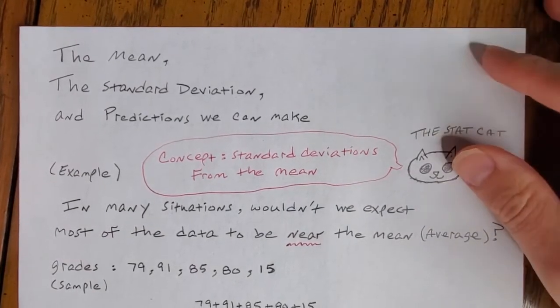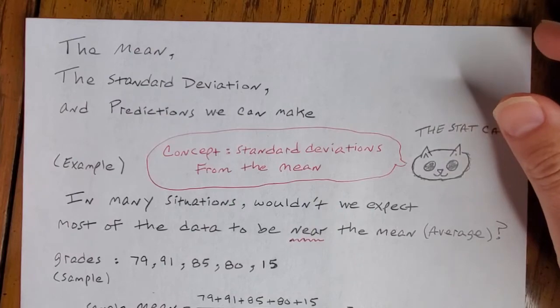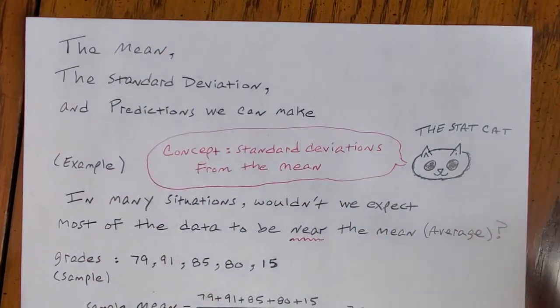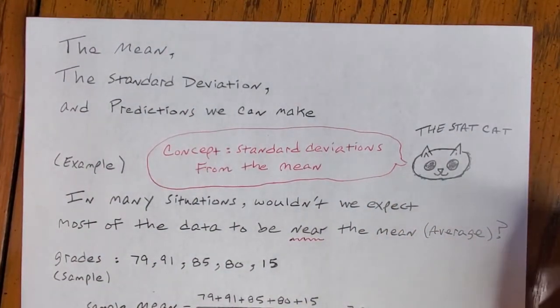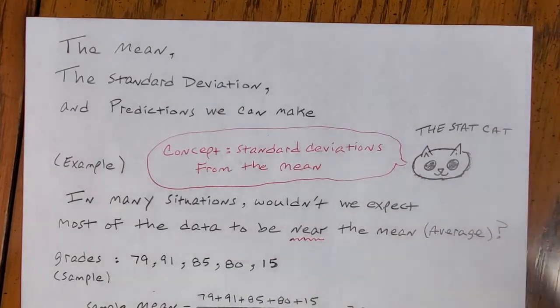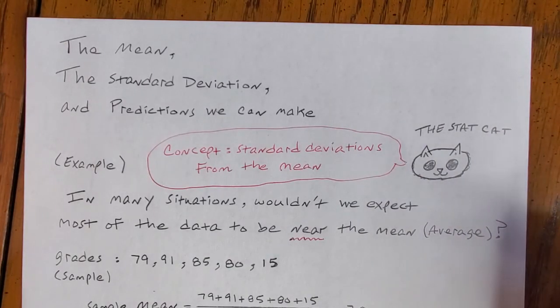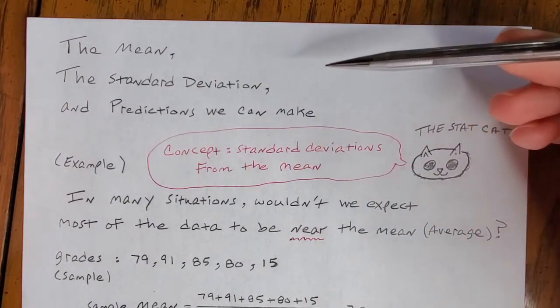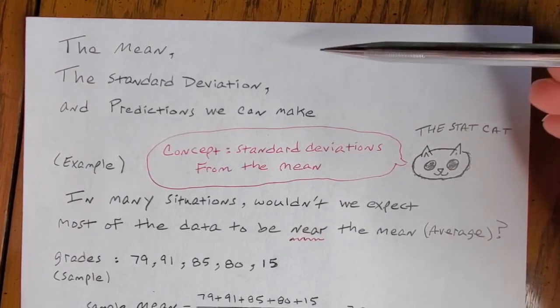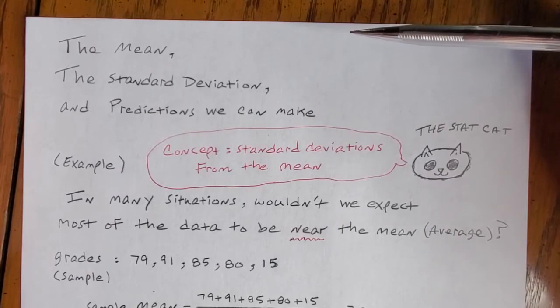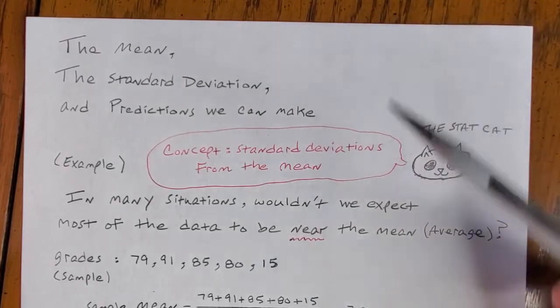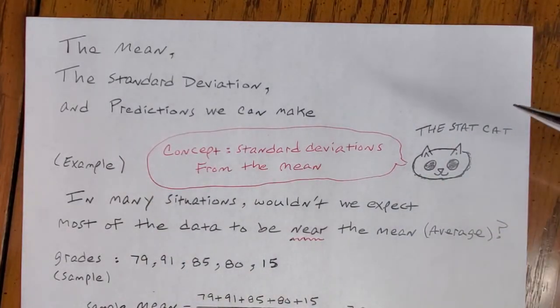Well, hello everybody. It is time for a video about what we can do with the mean and the standard deviation of a data set. So far, we have learned to take some raw data, measurements, whatever they are, and calculate the mean and also calculate the standard deviation. But I haven't said much about what that tells us or why we would do it. So this video is about those things, the mean and the standard deviation, and some predictions that we can make about the data and the data set, okay?